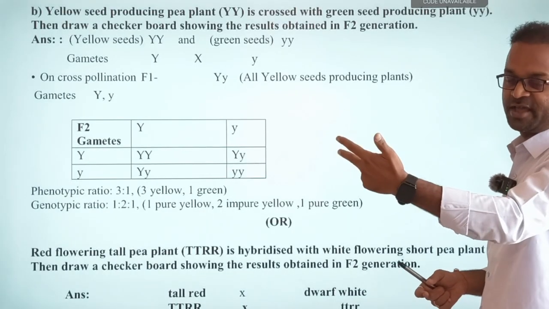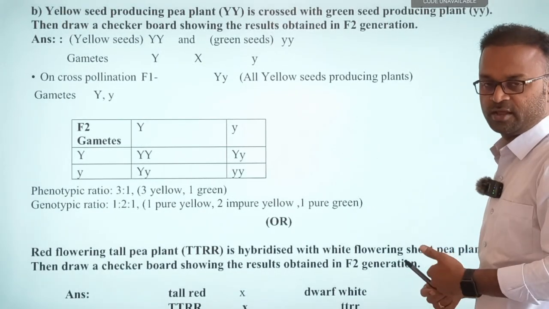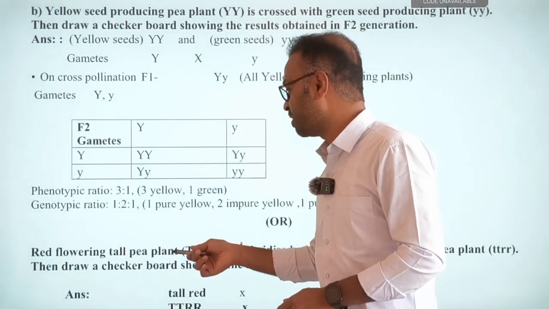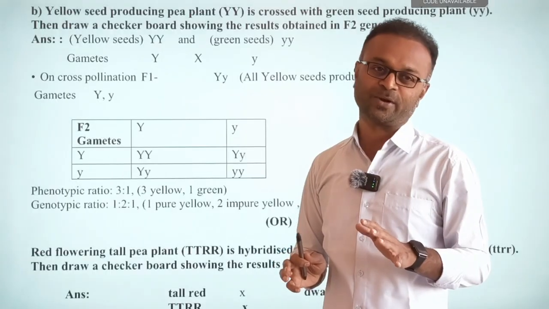If two pairs of contrasting characters are given in the question, then you go for the dihybrid cross. Sir, YY is there, so dihybrid? TT is there, so monohybrid? No, it will not work like that.